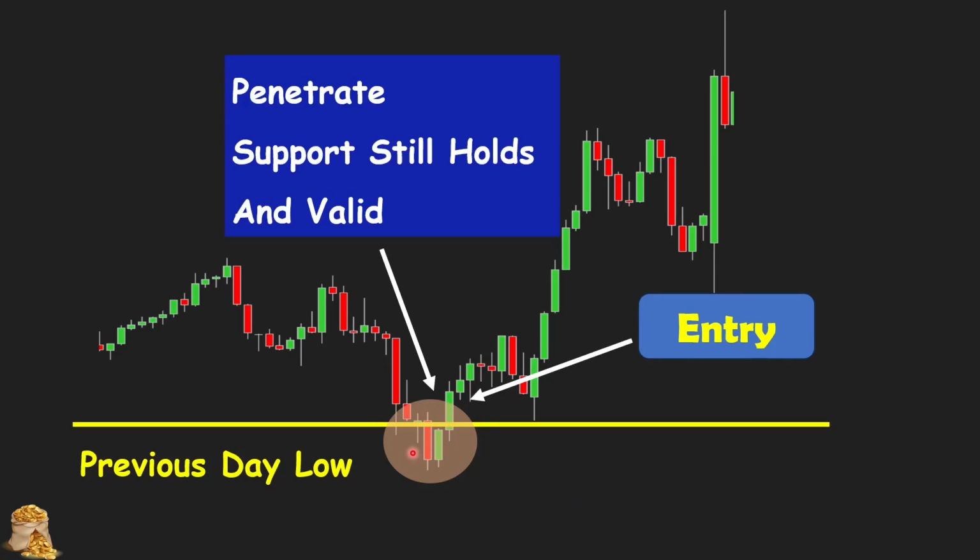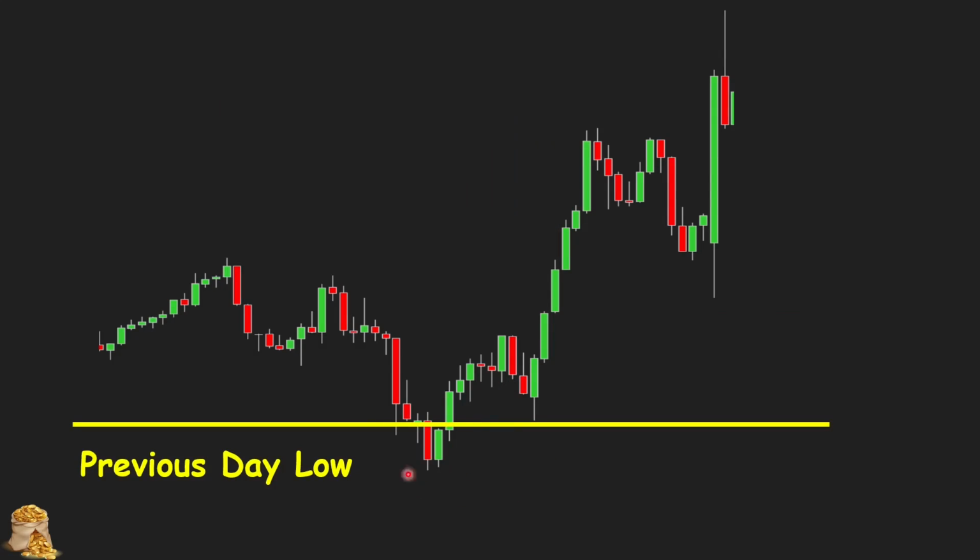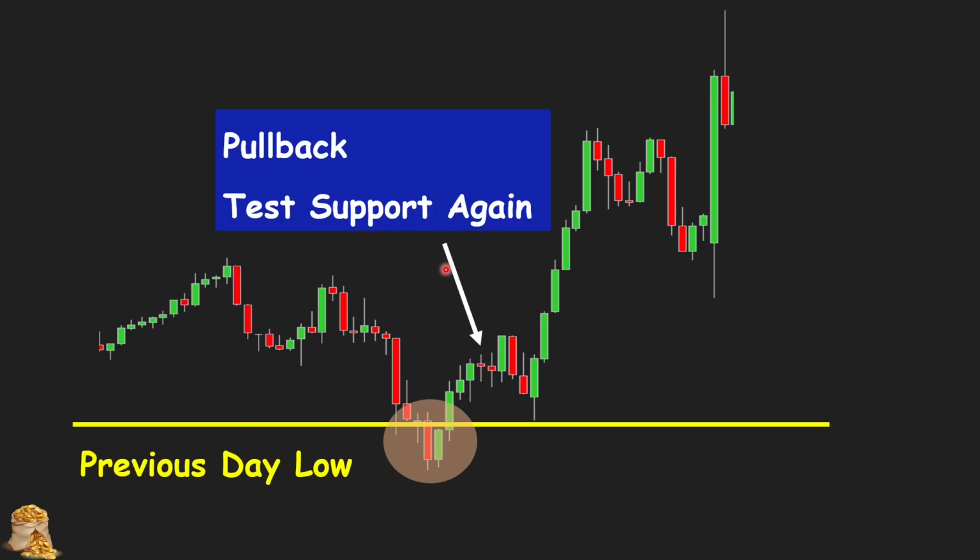If the market goes down, you're not quite sure whether you want to enter or not. You want to wait a little bit. So here comes the pullback, right? And then after the market goes back up here and tests the previous day's low as a support again, here you can enter the market and go long. Then in this situation, it's the multiple testing of the support here.